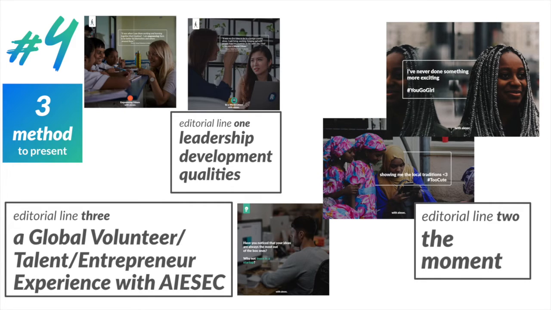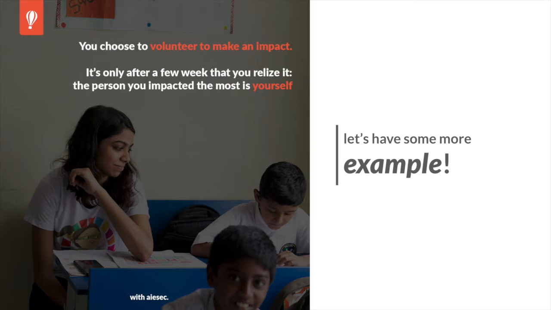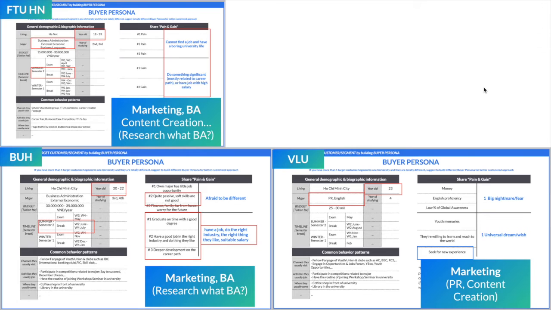So in GE, the editorial lines that we can use are the first 3: leadership development qualities, GE experience with AIESEC, and also the moment. So remember, we only use these 3 for the product itself. Cool. So let's have some example for that. Although you can see Strujita here, it's for GE, so let's have some example for GE.